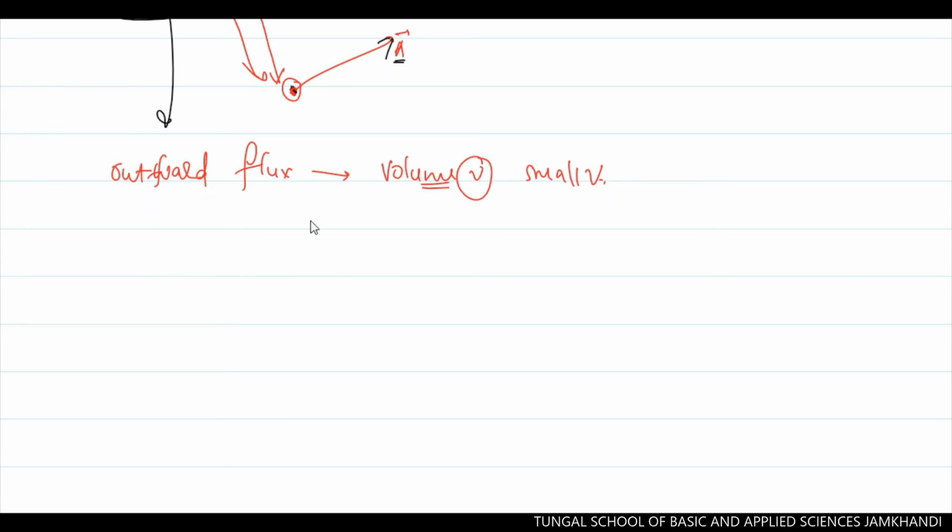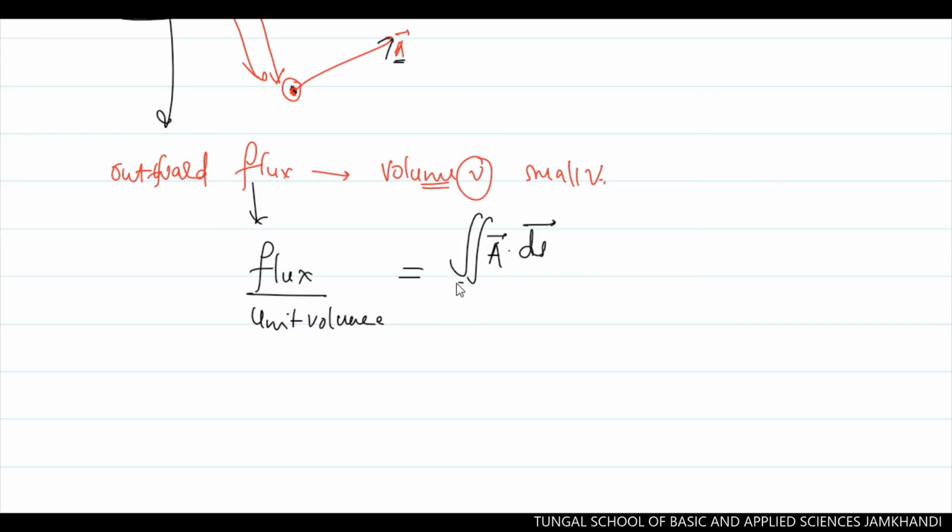Outward flux per unit volume, that is nothing but flux. We already know flux per unit volume. We already know that it is nothing but a surface integral of a vector A dot ds. This is the flux per unit volume, if I define this as a volume V.